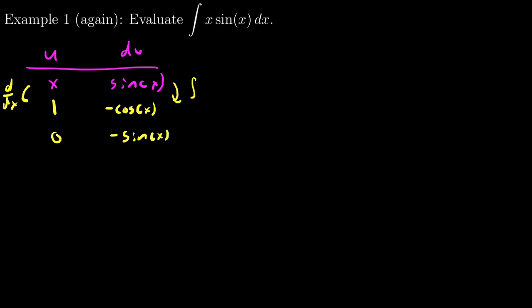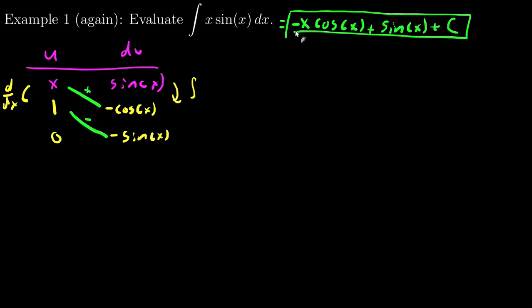And then I just take these diagonals. So this one to this one, this one to this one, this will be positive, this one will be negative. And so I get a positive x times negative cosine x, which is negative x cosine x. And I take a negative 1 times negative sine x, which is going to be a positive sine x plus c. And that's the answer there. Same thing we got from that slide earlier, but much easier to notate. And it can be used for much more annoying problems.